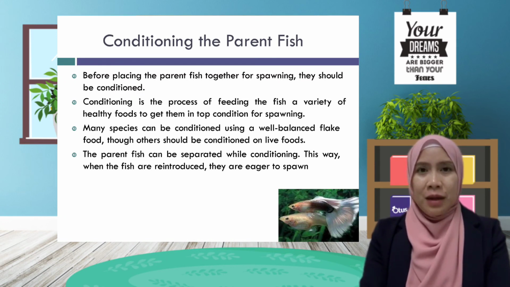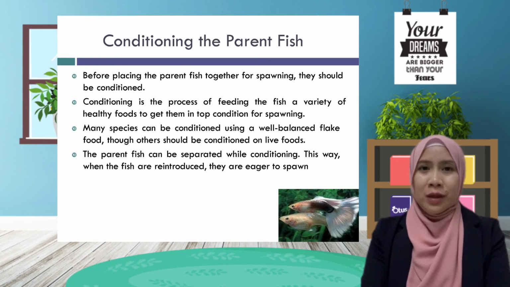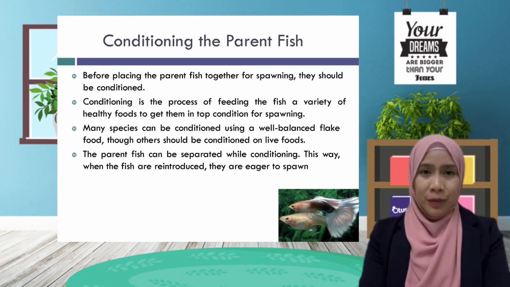Many species can be conditioned using a well-balanced flake food, though others should be conditioned on live foods such as brine shrimp, insect larvae, and flying insects. The parent fish can be separated while conditioning. This way, when the fish are reintroduced, they are eager to spawn.